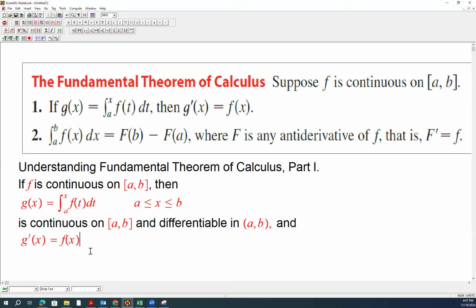Okay, so what does this mean? This means that g is an antiderivative of f, right? By definition of antiderivative. So that tells us another piece of information. So let's try to understand this.